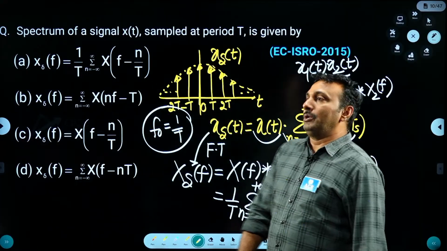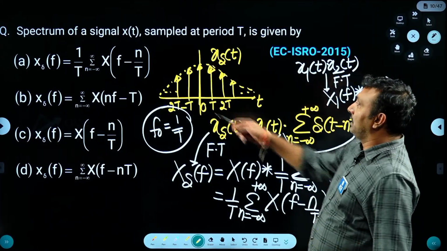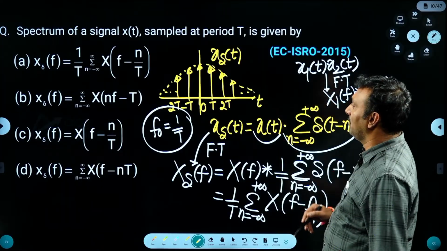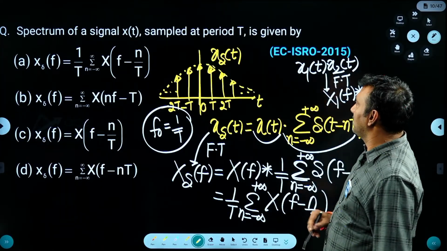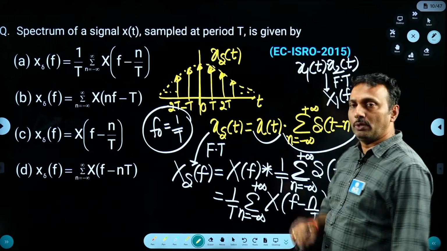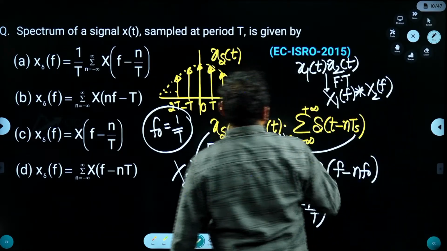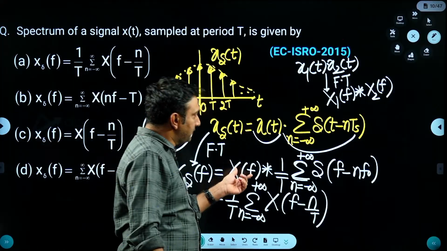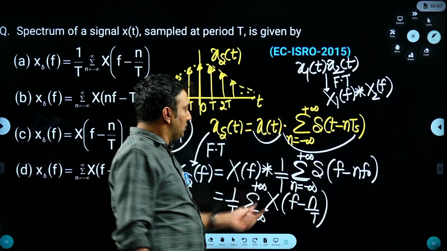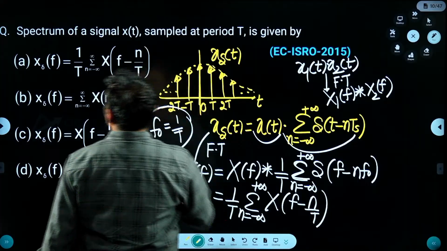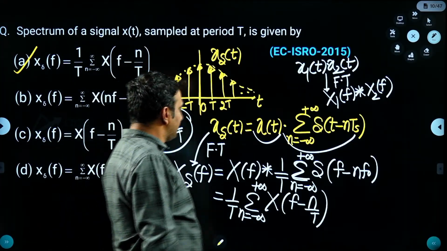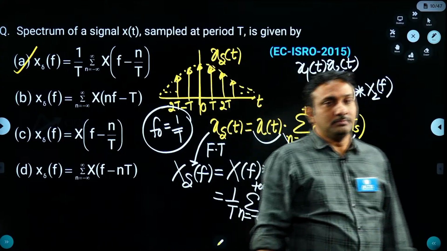To convert continuous to discrete or sampled signal, we use a periodic impulse train. Simple sampling theorem derivation formula. What is the spectrum of the sampled signal is asked. Multiplication in time domain corresponds to convolution of spectrums. For x of t, it is X of f. For the periodic impulse train, it is another impulse train. So the final result is 1 by T sigma X of f minus n by T.